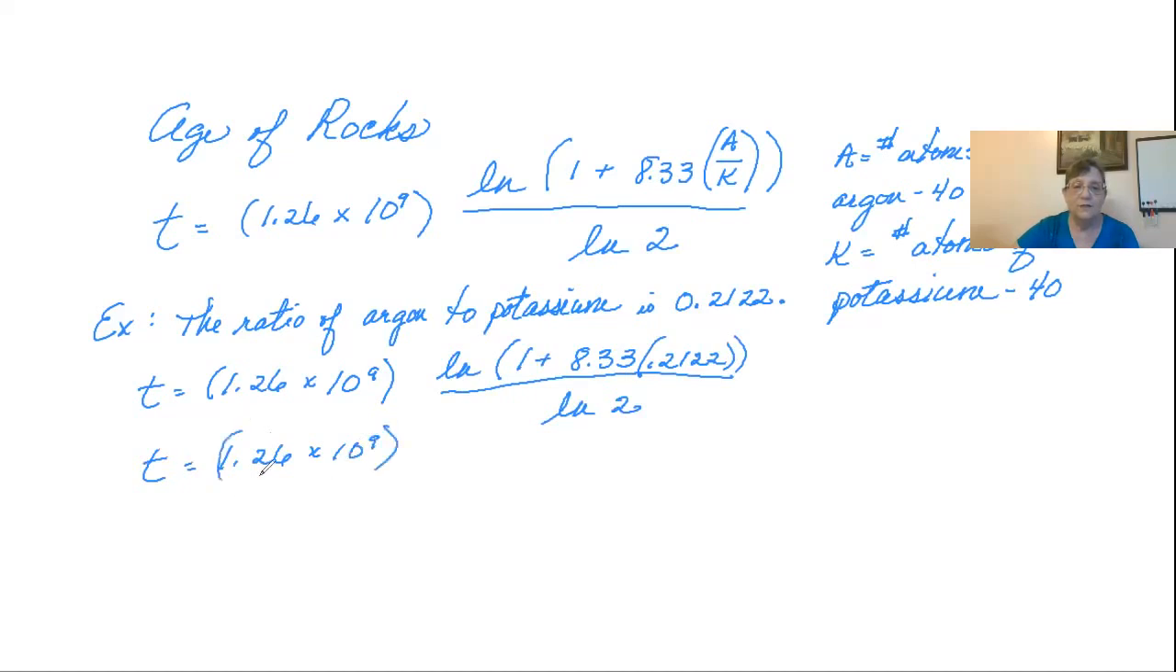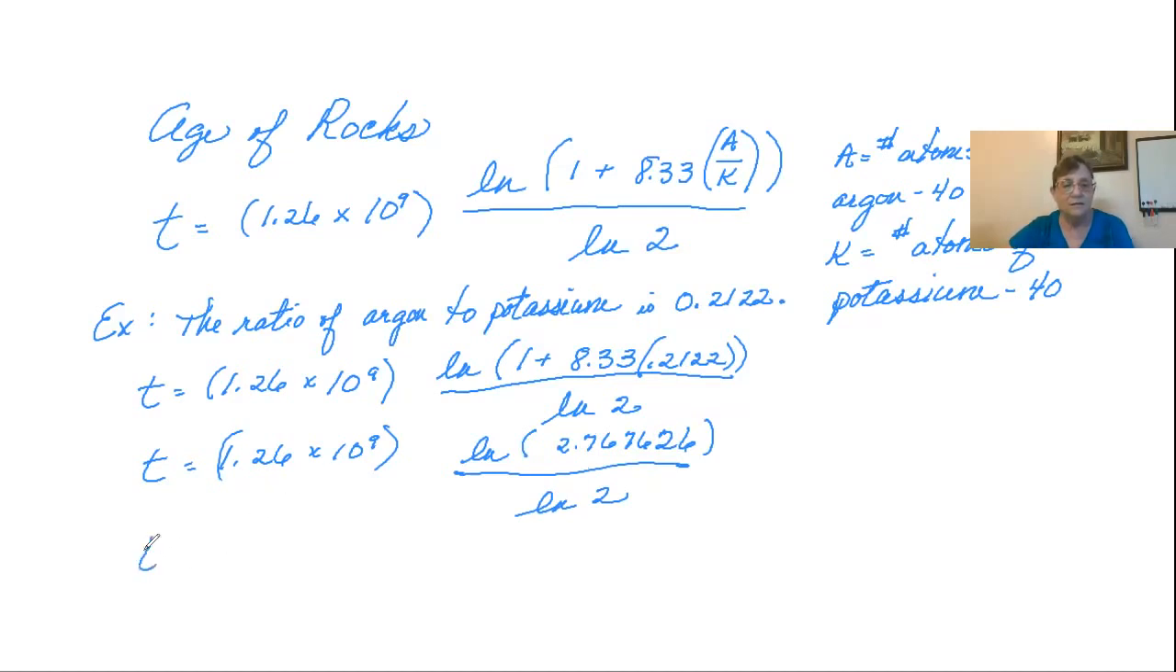So I'm going to figure out the numerator here. I would not attempt or suggest anyone else necessarily try to put this whole formula in your calculator at once. To me, that's just asking for trouble. So I'm going to follow order of operations. I've got 8.33 times 0.2122 equals 1.767626, plus 1. Now I'm going to go ahead and write this down. I'm not going to clear my calculator. So when I add the 1, I get 2.767626. I'm going to get the natural log of it.